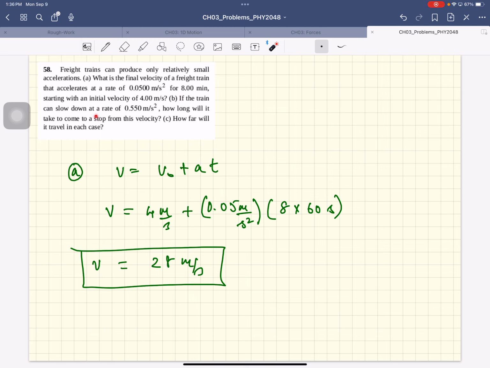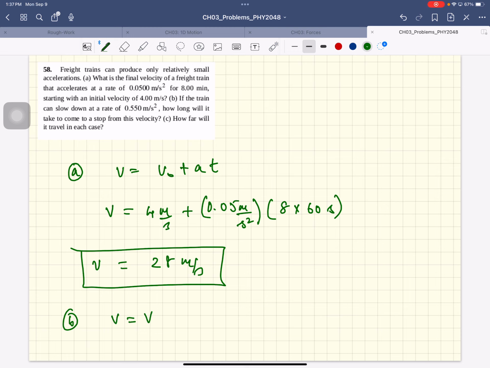If the train can slow down at a rate of that, how long will it take to come to a stop from this velocity? So now this is your initial velocity. How long will it take to stop? And again, if you multiply the acceleration by a factor of 10, the time taken will decrease by a factor of 10. Okay? Except that in this case, you're stopping from 28 meters per second to 0. This 8 minutes was accelerating from here to there, but your acceleration is different as well. Okay. All right, so how long will it take to stop?